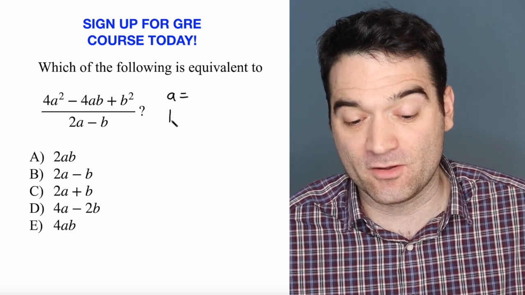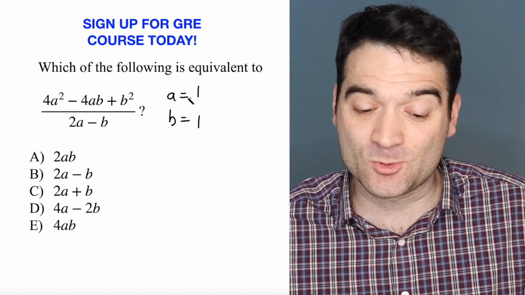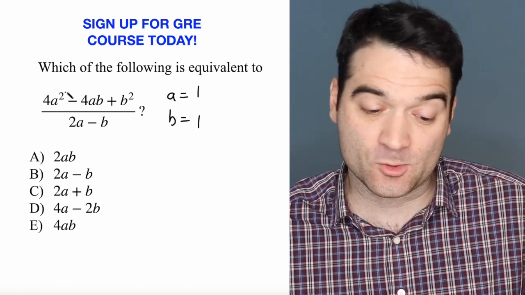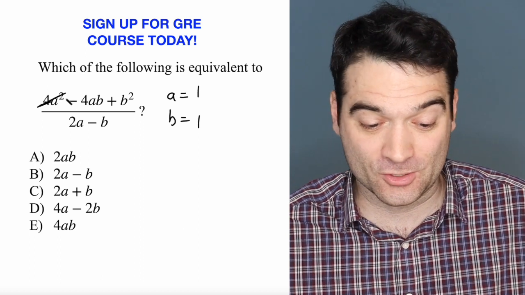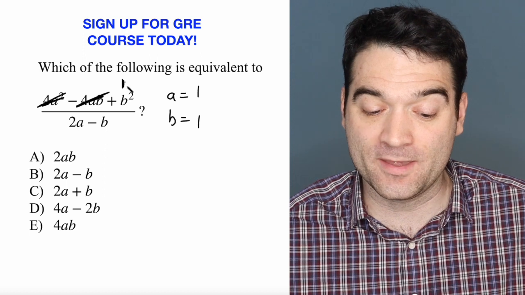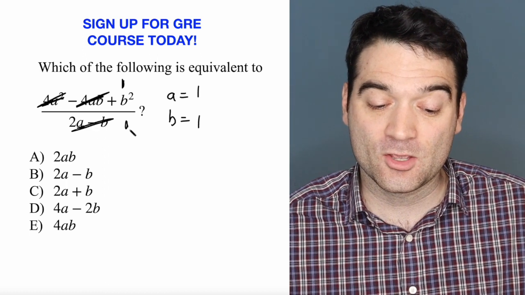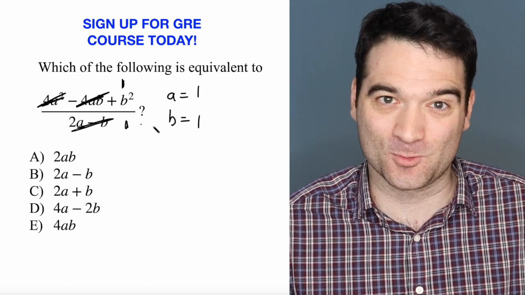I'm just going to pretend for a minute that a equals 1 and b equals 1. What happens when I plug in 1 for a and b? Well, I get 4 times 1 squared, that's 4, minus 4 times 1, 4. Would you look at that? Those cancel out. Okay, so b squared is 1 squared, that's 1. And on the bottom, I get 2 times 1 minus 1. So when these values equal 1 and 1, the whole thing equals 1.